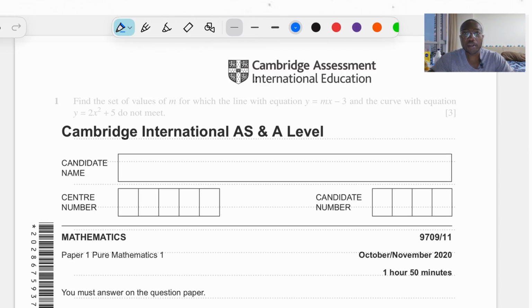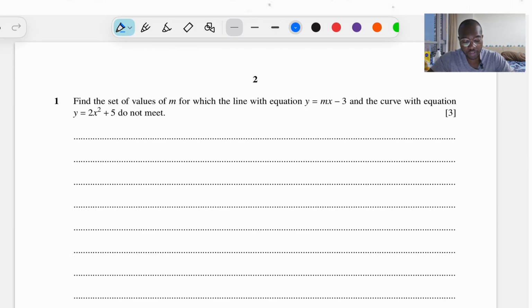Let's go. For this first question, we need to find the set of values of m for which the line with equation y = mx - 3 and the curve with equation y = 2x² + 5 do not meet. If we consider that they were to intersect and meet at a certain point, then we would have 2x² + 5 = mx - 3.